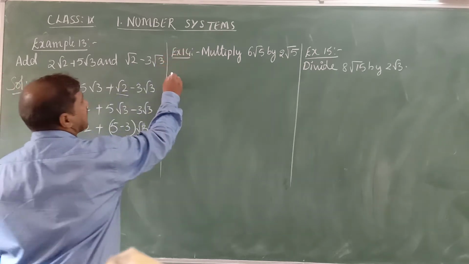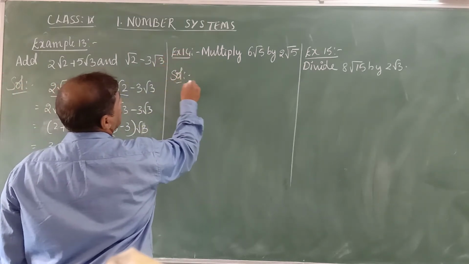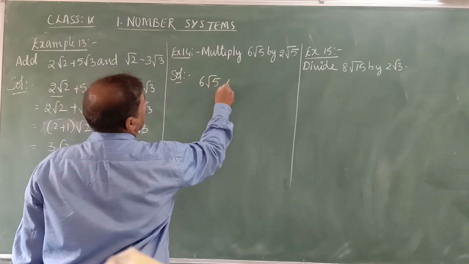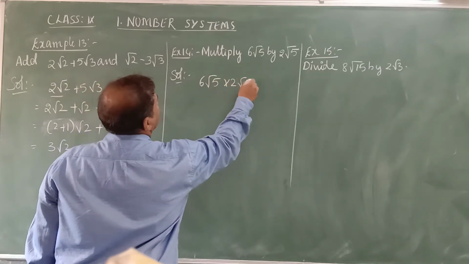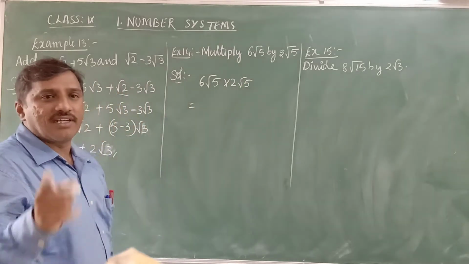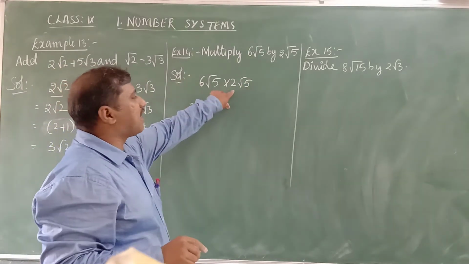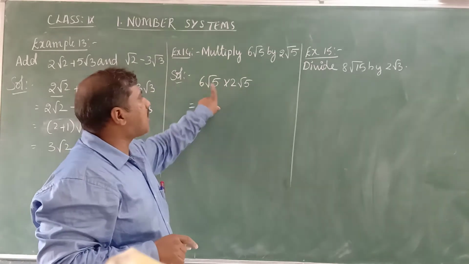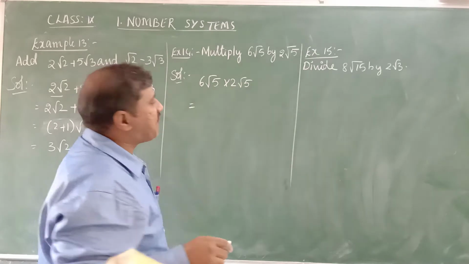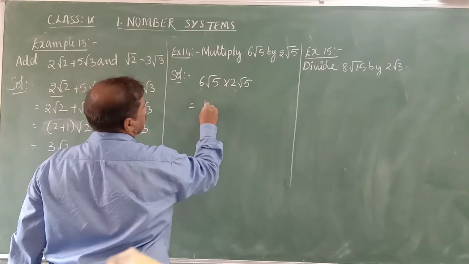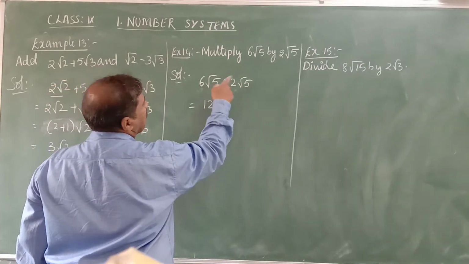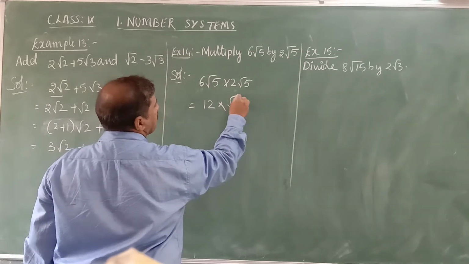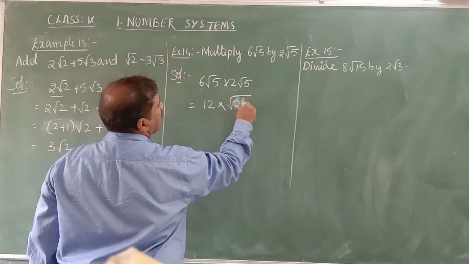Next, under multiplication. Multiply 6 root 5 by 2 root 5, means 6 root 5 into 2 root 5. How do we multiply? First multiply the coefficients; here 6 and 2 are coefficients. 6 into 2 is 12, into root 5 into root 5.